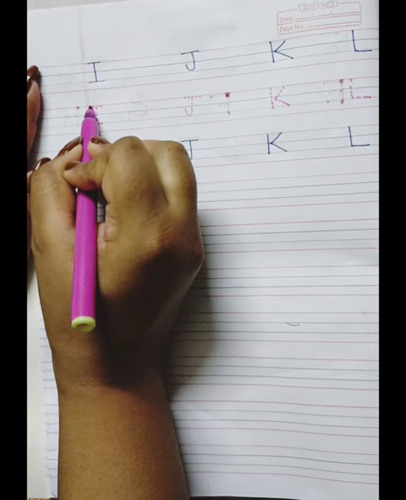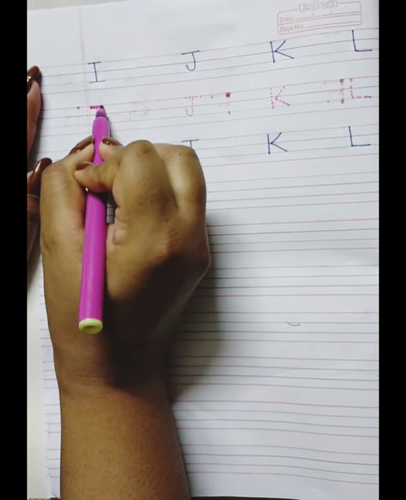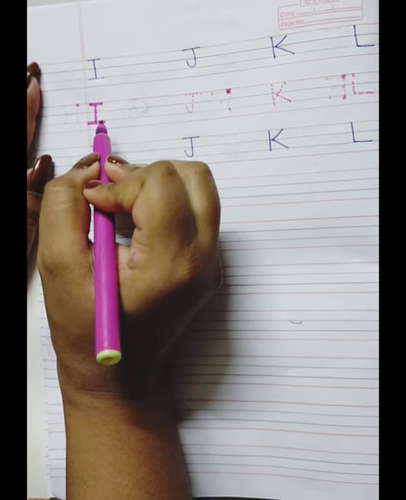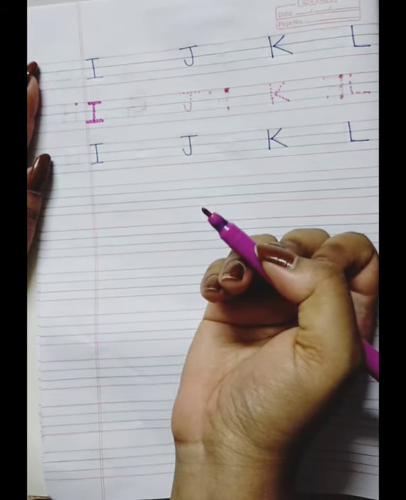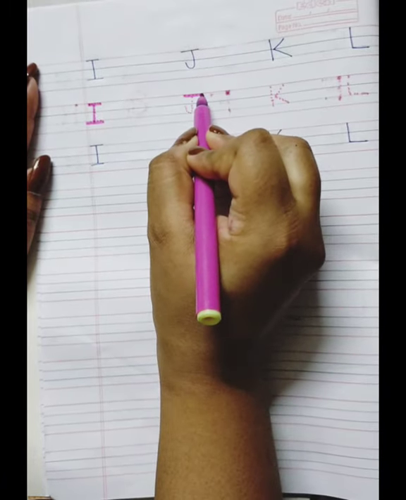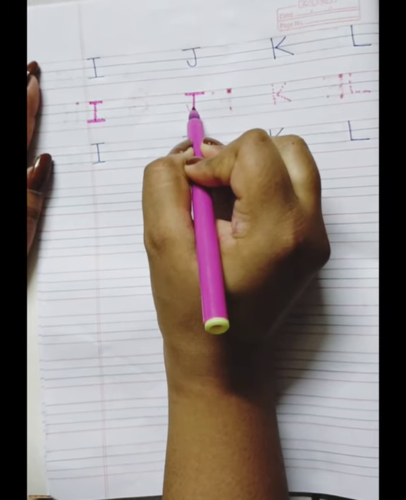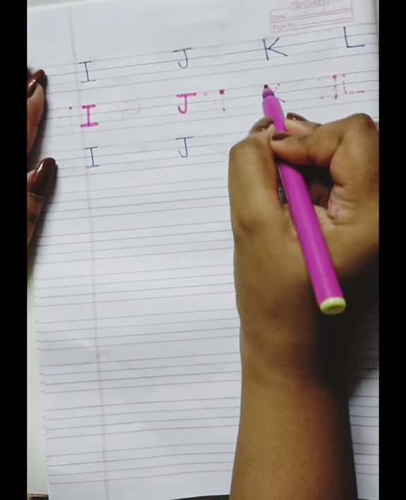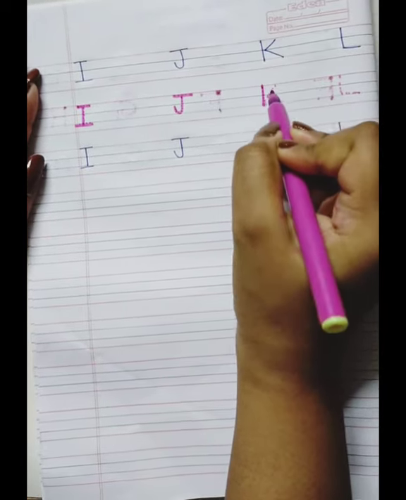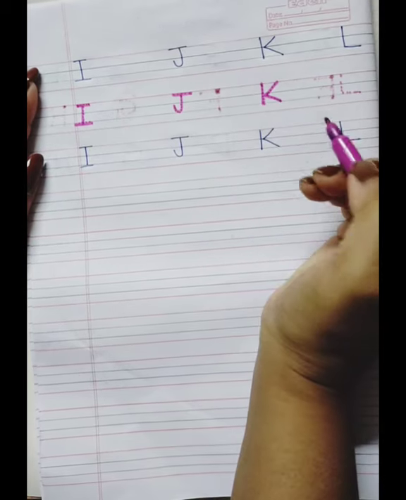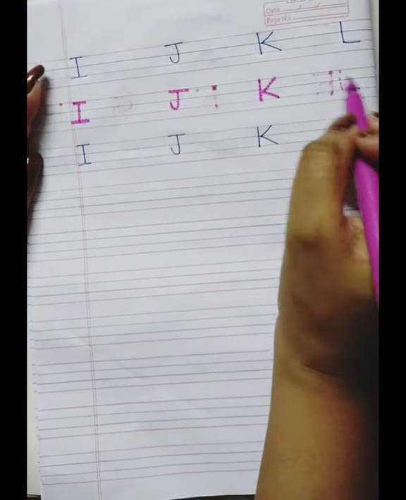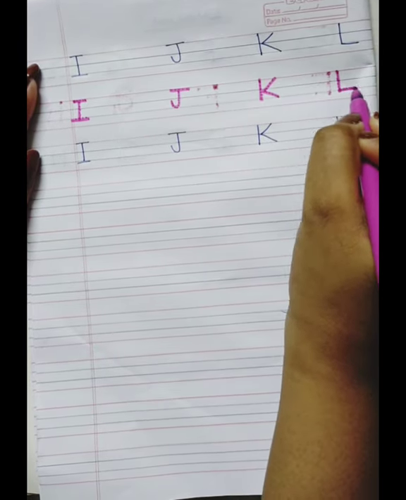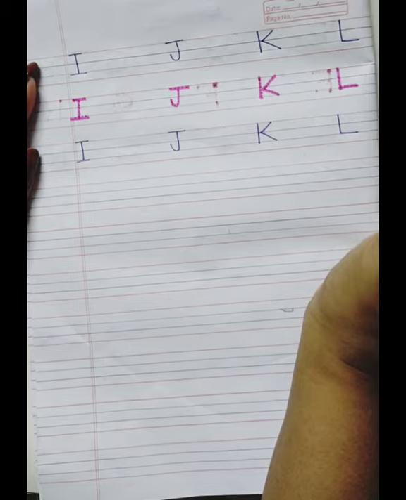We will learn like this. See, sleeping line, standing line, again sleeping line becomes I. Sleeping line, example of curve, becomes J. Standing line, slanting line becomes K. Standing line, sleeping line, it becomes L.